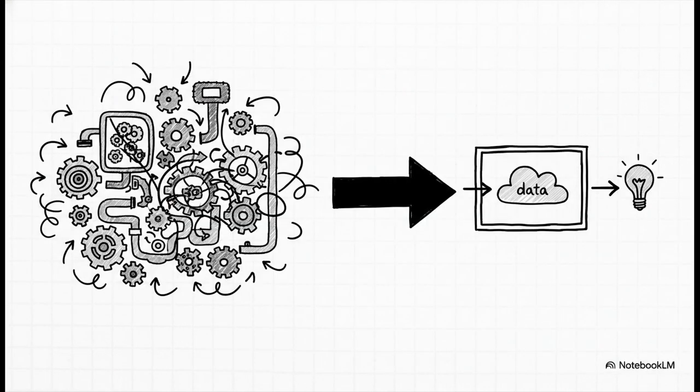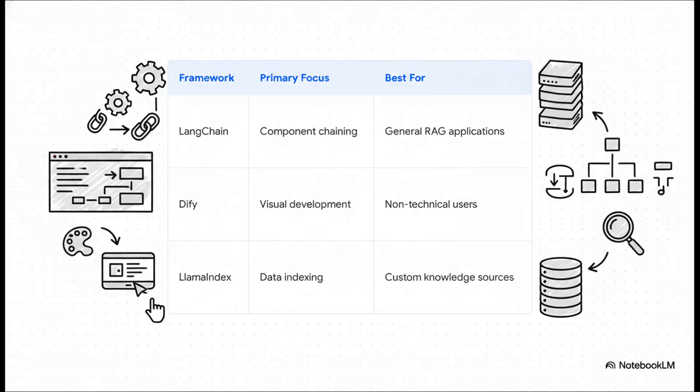And look, building a RAG pipeline from scratch can be a real headache. You've got to worry about all the stuff like data ingestion, chunking, embedding, retrieval. It's a lot. But luckily for us, some absolutely fantastic open source frameworks have popped up to make this whole process way, way easier. And what's really cool is seeing the different approaches these frameworks take.